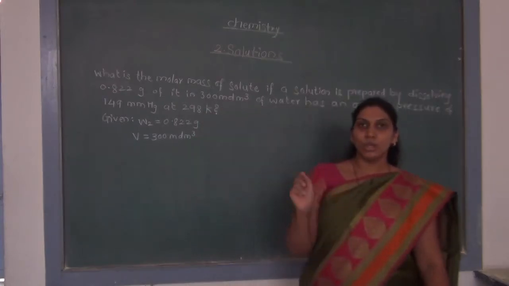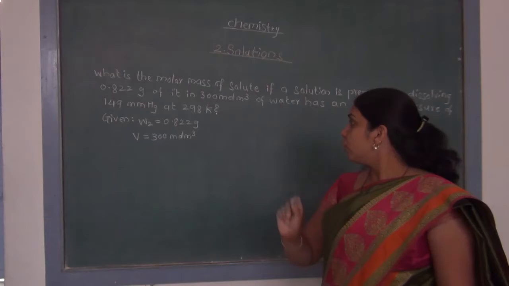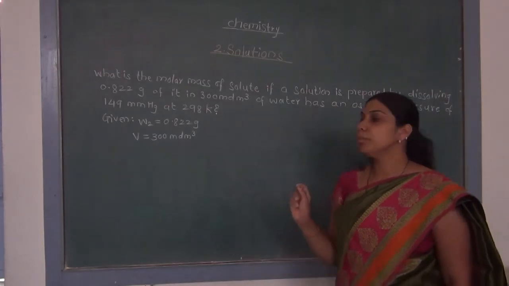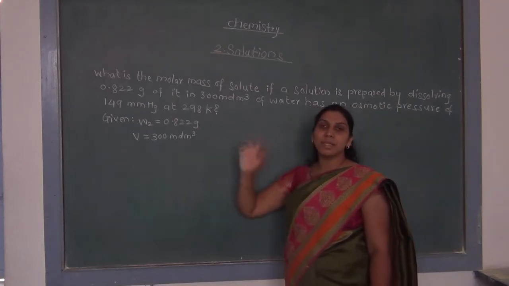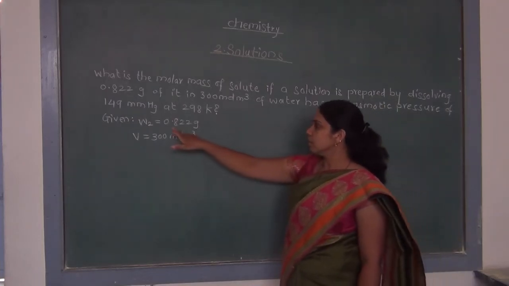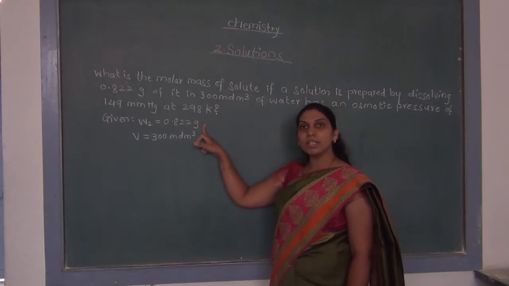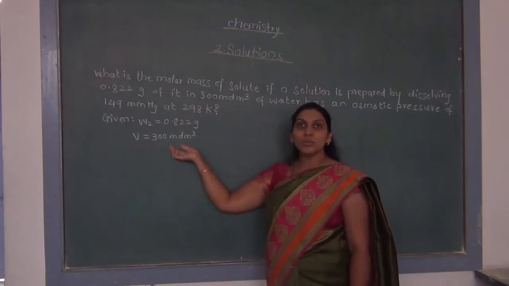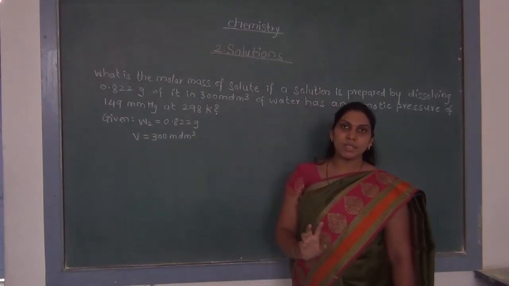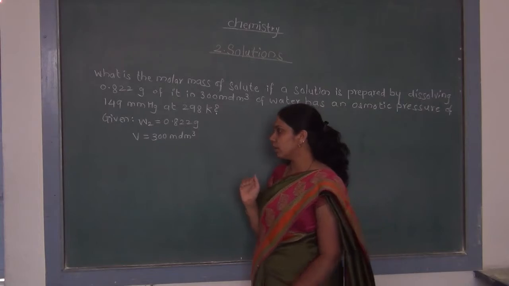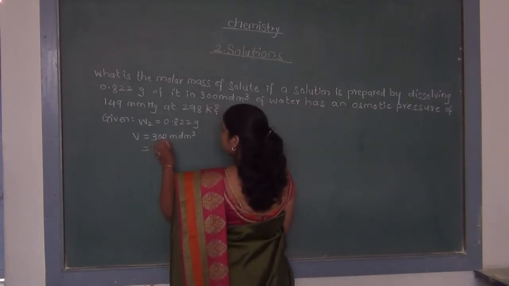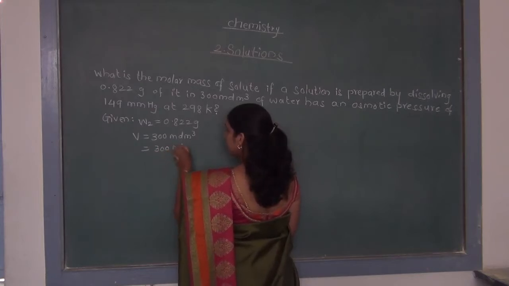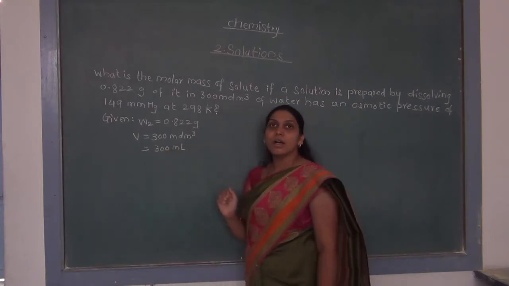This value of volume, that is 300 dm³, cannot be kept as it is, because the mass of the solute is given in grams, which is in the CGS unit. So the volume must also be in the same system of units. So we will convert it.